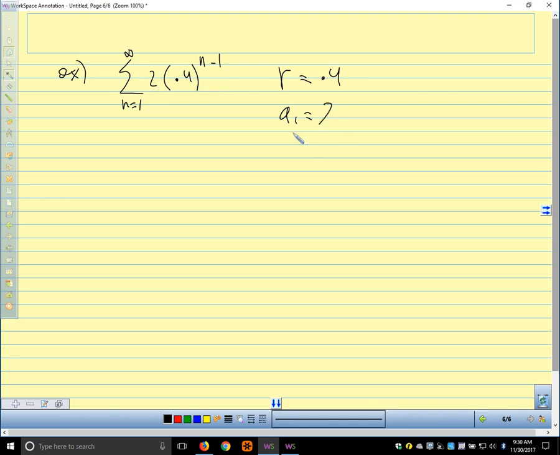So A1 is 2. So this is going to equal 2 over 1 minus, I'm going to write this as 4/10. So this is 2 over 10/10 minus 4/10. 2 over 6/10, which is 10/3. So that sum would be 10/3. 3.33333. Questions?